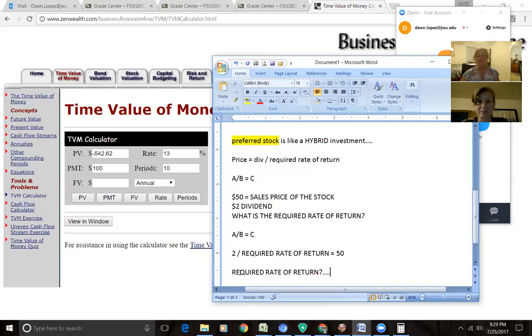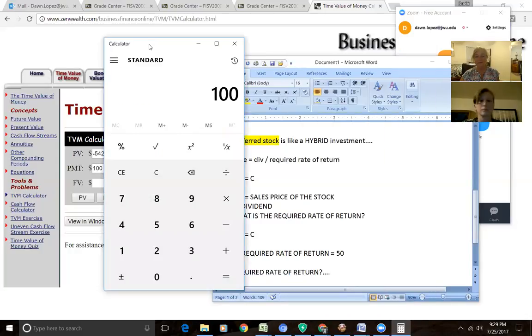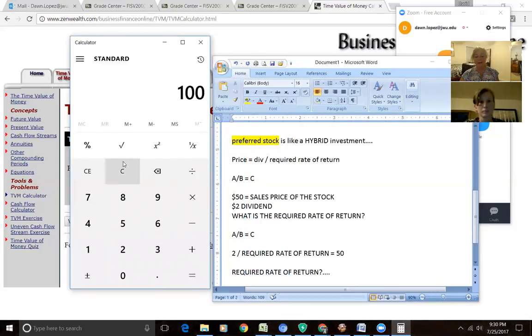Since what we are trying to solve for is in the denominator, the way that we are going to solve for that is we are going to take that 50, our C, and divide it by the 2. And that's going to give us 20, am I saying this right?